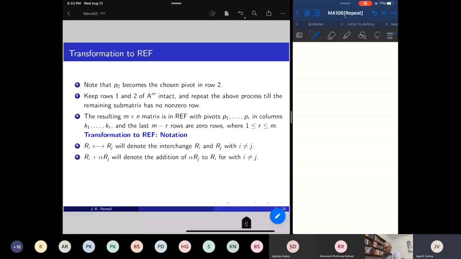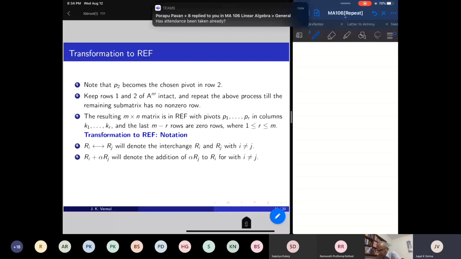The Gauss elimination method involves only the row operations, and it involves those 3 elementary row operations. So far, I used only 2 operations. I didn't use the third operation. It's clear that this algorithm will terminate, and we will get a row echelon form at the end. And to write down precisely what we are doing, we will follow this notation: Ri interchange with Rj, then adding alpha times the jth row to the Ri row.